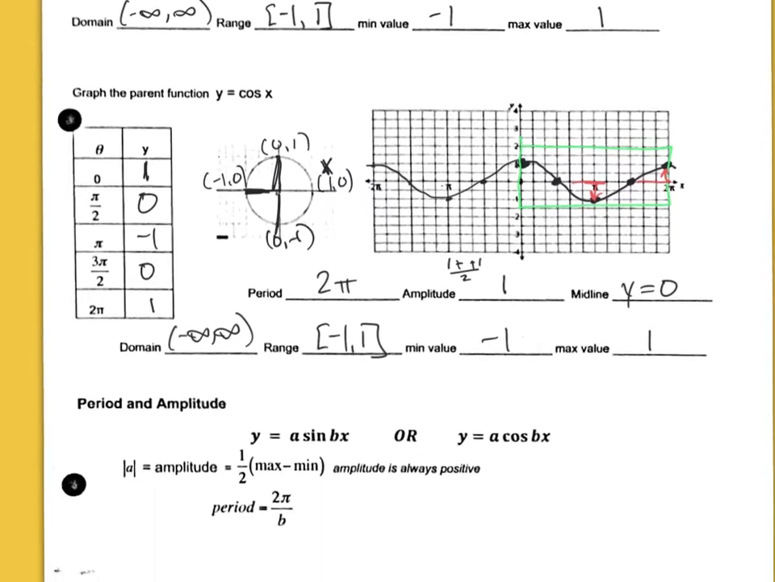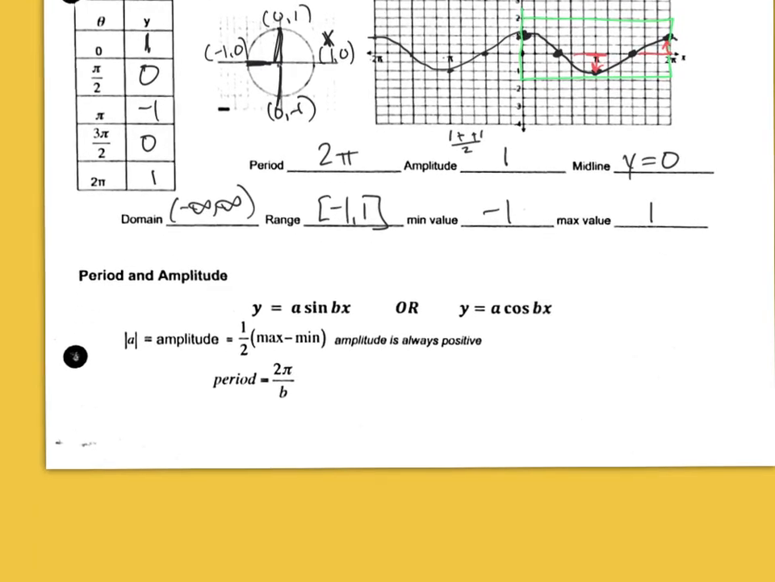Let's tie this into period and amplitude. Now, what's nice about the sine and the cosine, and really the tangent, is that it goes in order. So amplitude will be associated with A. The number in front of the word is your amplitude. The number in front of your X is the value for B. And B is calculated with the period. So this is the formula to figure out the period.